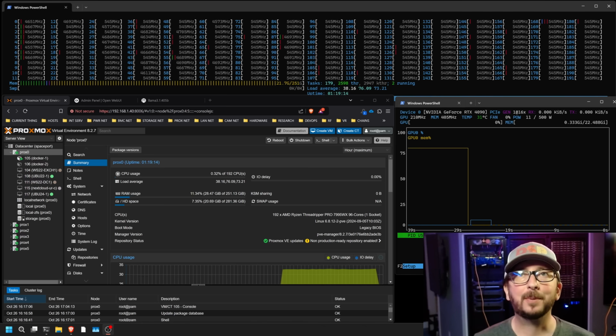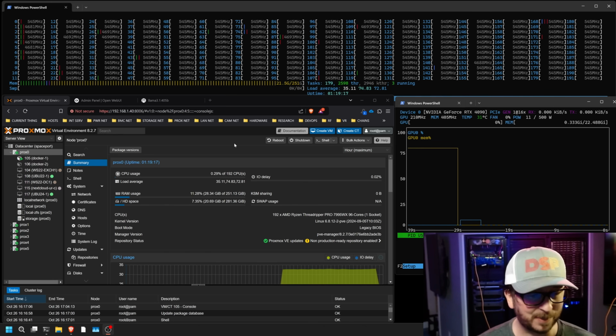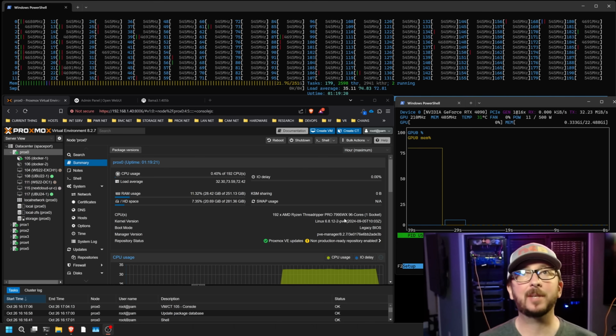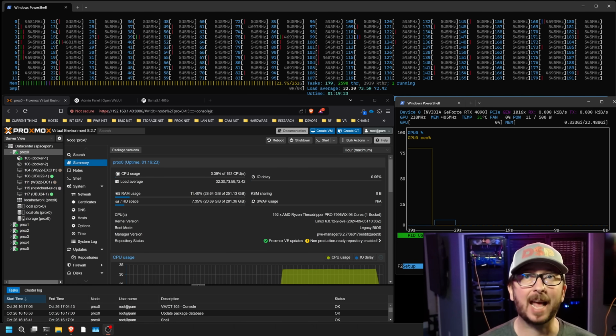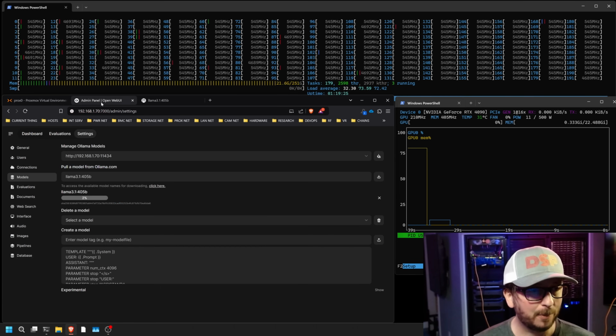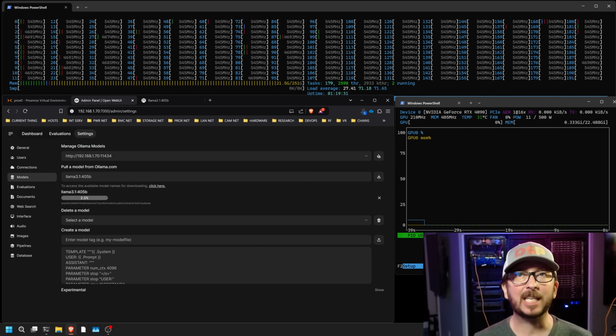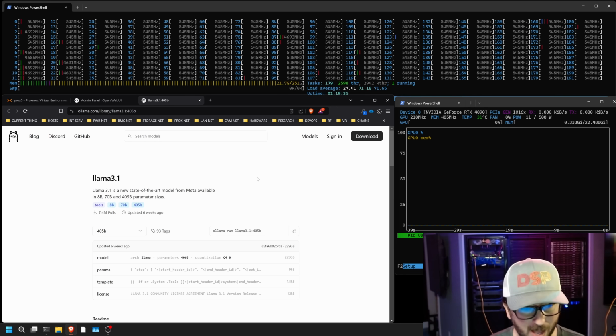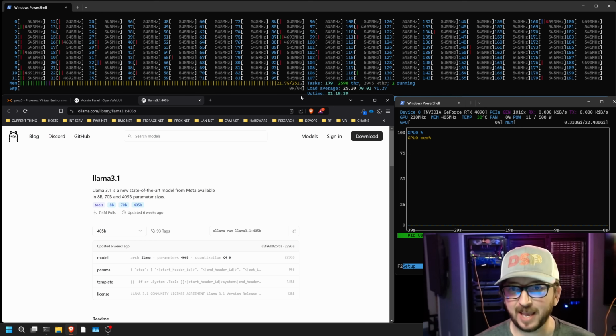All right, so here is our Threadripper Pro machine, 192 CPUs, 7995WX, just an absolute beast. So in Open Web UI over here, I am already downloading the Llama 3.1 405B. This is a Q4 model, and you can find that on the Ollama website, and this is 229 gigabytes. If you look here, we have 251 gigabytes available to us.